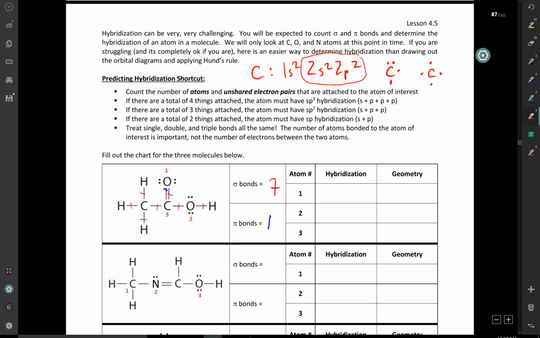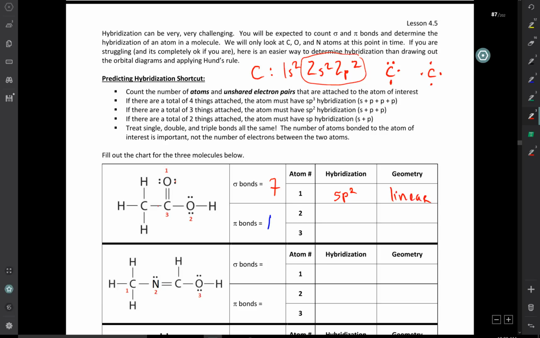Great. Atom number 1, and I'm going to erase all these other little things that I've put on there as I kind of made a mess, is this oxygen atom. I see a total of 1, 2, 3 things attached to that oxygen, the 2 unshared pairs of electrons and a carbon atom. So if I've got 3 things attached, that has to be sp2 hybridization. In this case, the geometry that is observed, well, it's just 2 atoms bonded together.